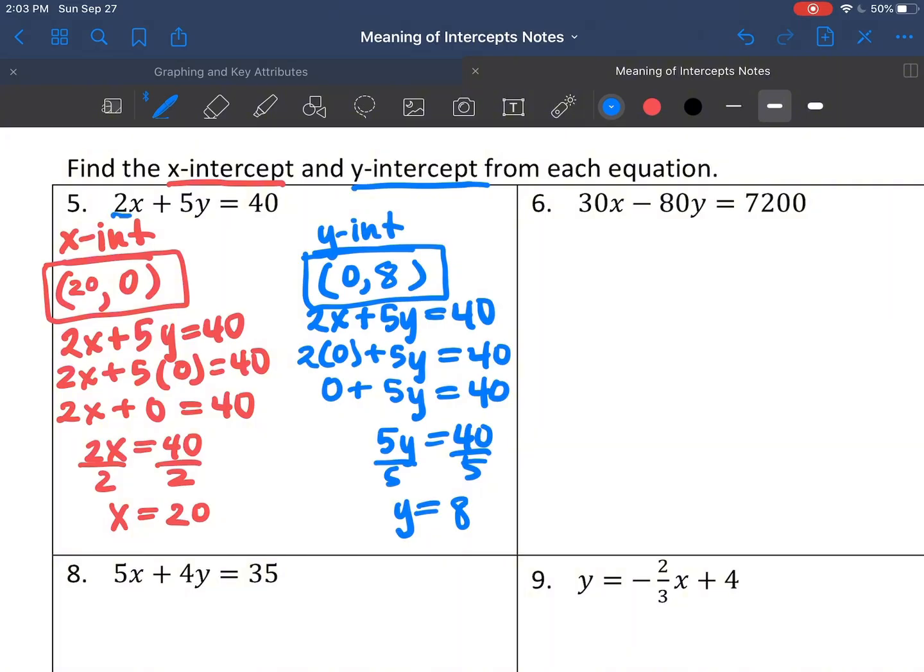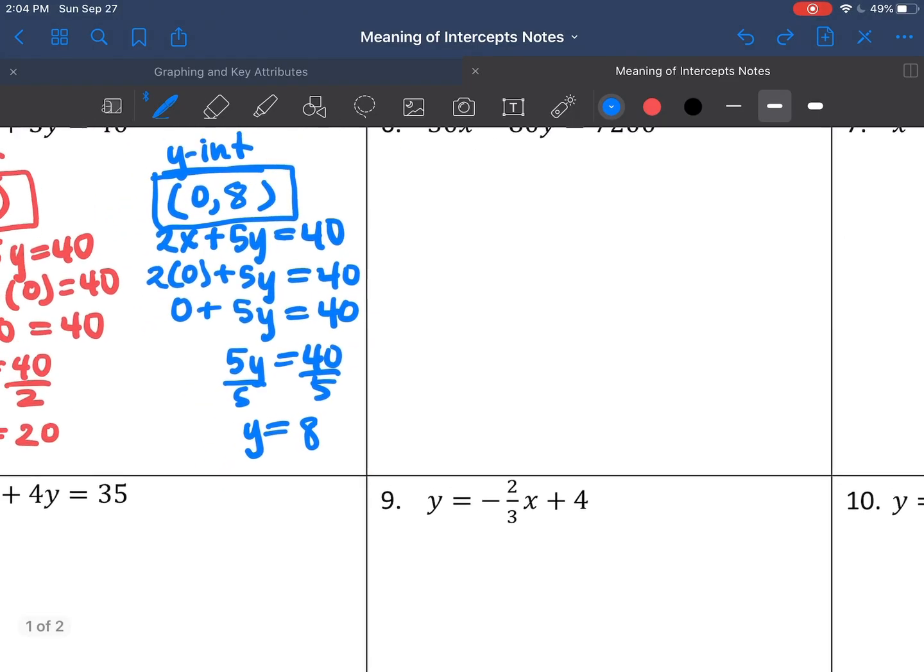Okay, so notice our x-intercept is 20 and our y-intercept is 8. None of those numbers showed up in this original equation. We had a 2, a 5, and a 40. Those have nothing to do with our intercept, so be very, very careful. So many people want to say the x-intercept is 2, the y-intercept is 5. Those are just what is called the coefficients, the numbers next to them. Those are not the intercepts. Our intercepts are 20 and 8, which you could not see from the equation.